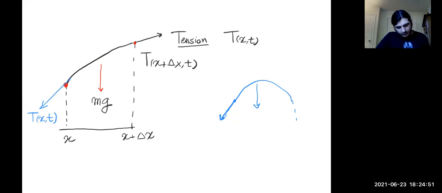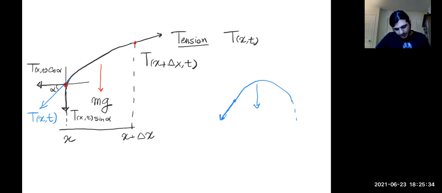So if I look at this horizontal direction and then look at this vertical direction, if I call the angle you see here between this graph and the horizontal direction alpha, I know that this T would have one component in the horizontal direction. That component would be T of x and t cosine alpha. And it would have one component in the other direction. That other component would be T of x and t sine alpha, right?